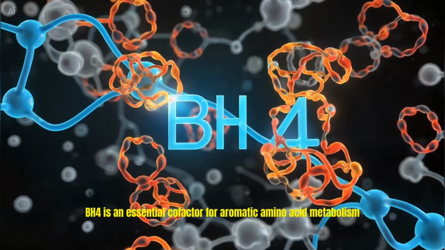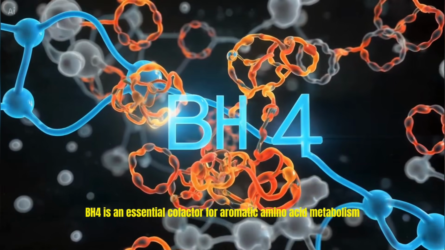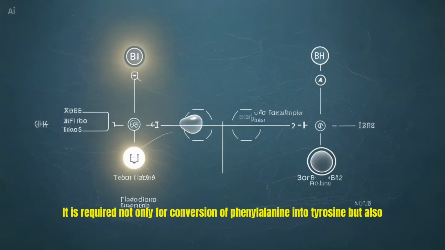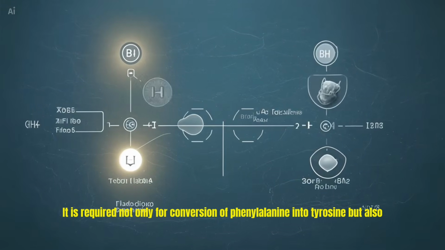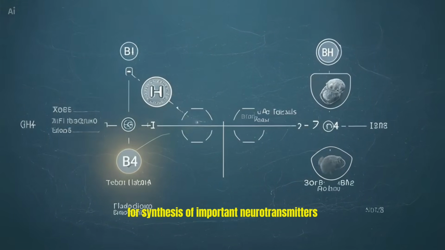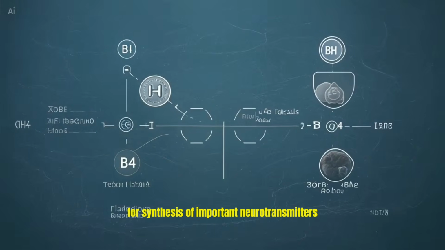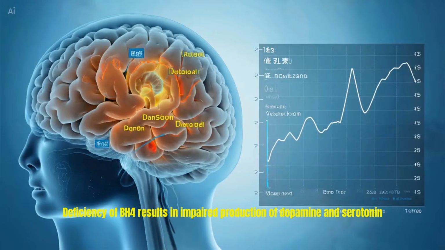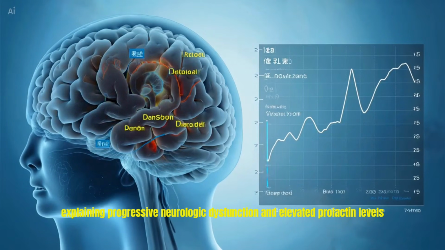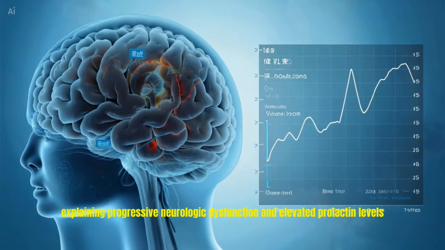BH4 is an essential cofactor for aromatic amino acid metabolism. It is required not only for conversion of phenylalanine into tyrosine, but also for synthesis of important neurotransmitters. Deficiency of BH4 results in impaired production of dopamine and serotonin, explaining progressive neurologic dysfunction and elevated prolactin levels.